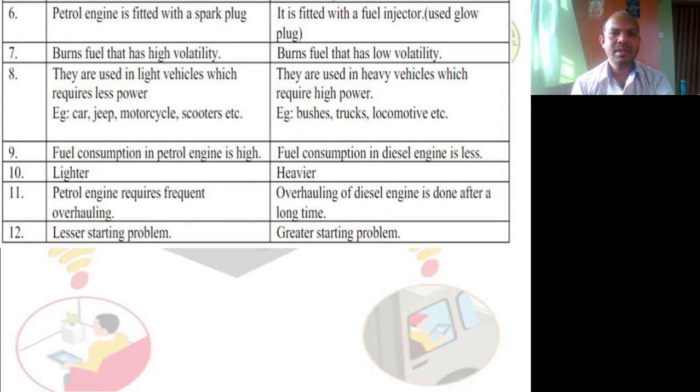Petrol engines are used in light vehicles which require less power, for example bikes, scooters, jeeps, cars, etc. Whereas diesel engines are used in heavy vehicles which require high power, like buses, trucks, locomotives, etc. It is not that we cannot use a petrol engine for heavy vehicles or a diesel engine for lighter vehicles. You will get a diesel car also, and a petrol car also. Likewise, we can even go for petrol engine buses. But the consumption becomes very heavy.